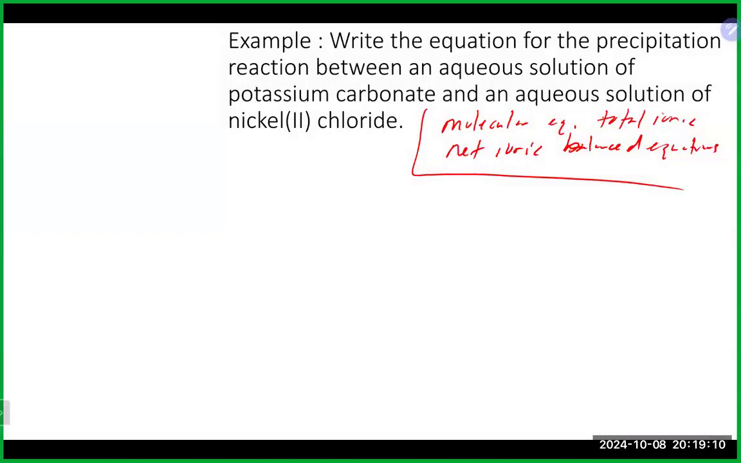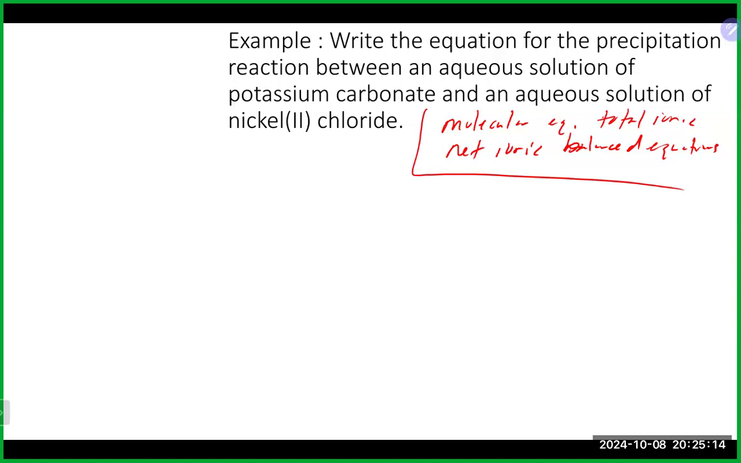All right. Let's try one more here to wrap it up. Write the equation for the precipitation reaction between potassium carbonate and nickel 2 chloride. So let's do the balanced equation, total ionic equation, and net ionic equation. And what are the spectator ions for this?